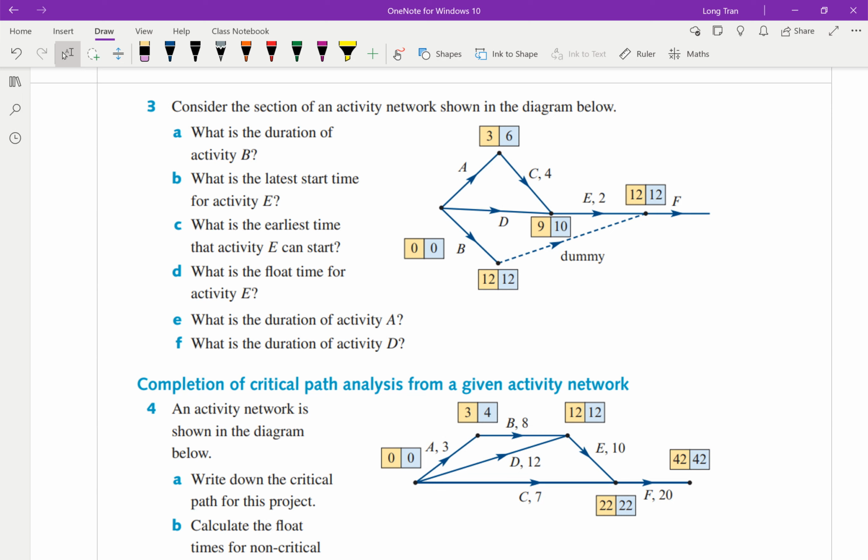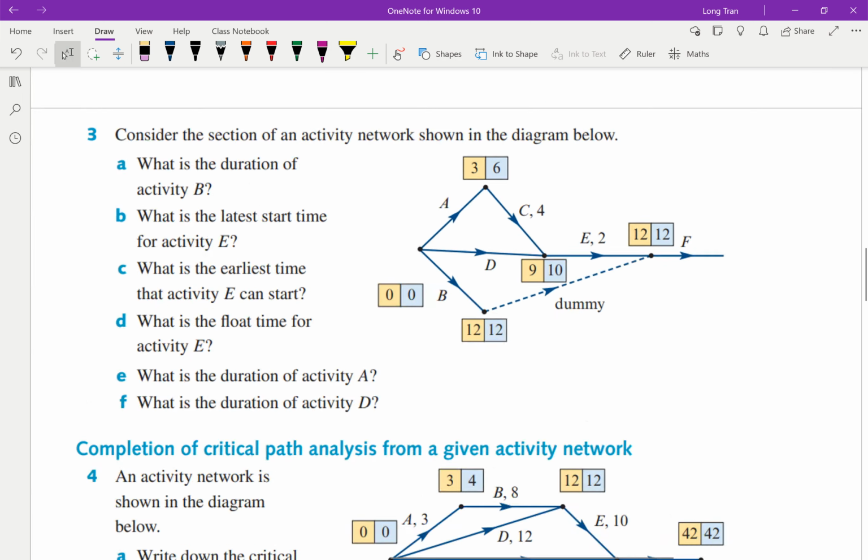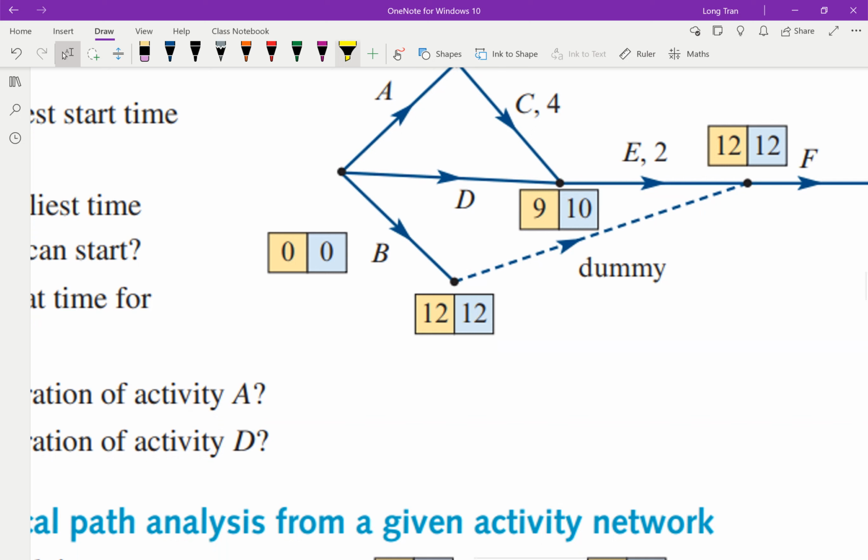This network is a bit more complex than the other one. What is the duration of activity B? Here again, we're starting at this point. I'm just going to look at activity B, and I like to think of it as there's 3 boxes to account for: the activity starting point, earliest start time for A, earliest start time for D, and this is the earliest start time for B.